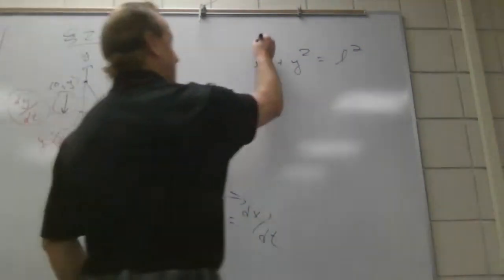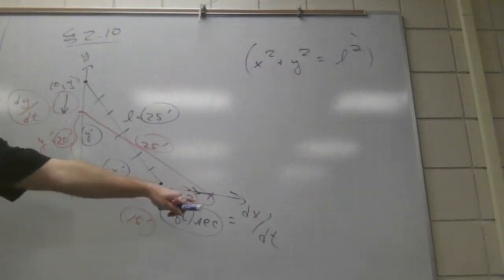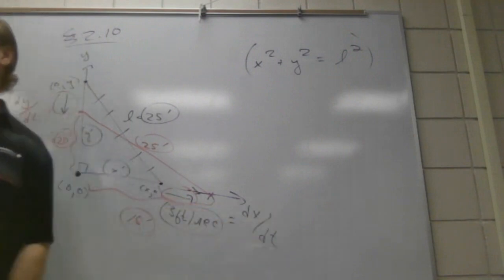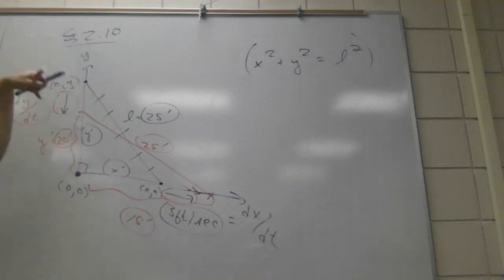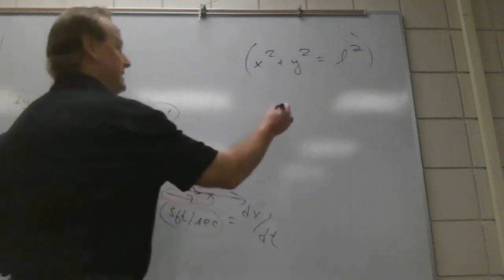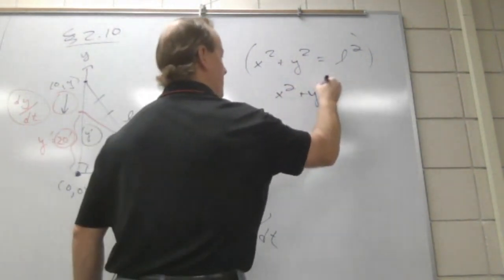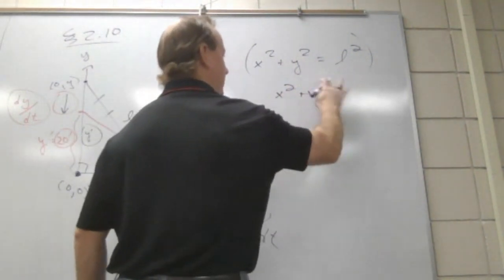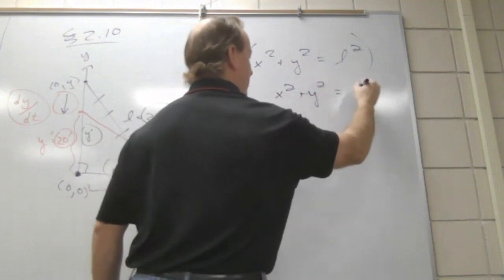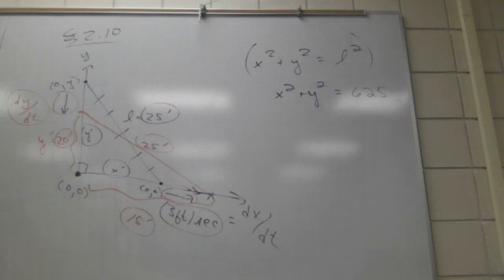Anyway, so we got this. So what can I do with this? We have dx dt, right? We don't really have dy dt, and I don't know if we need dz dt. But let's just put in what we have. So L squared is 25 squared, right? 25 squared is 625.